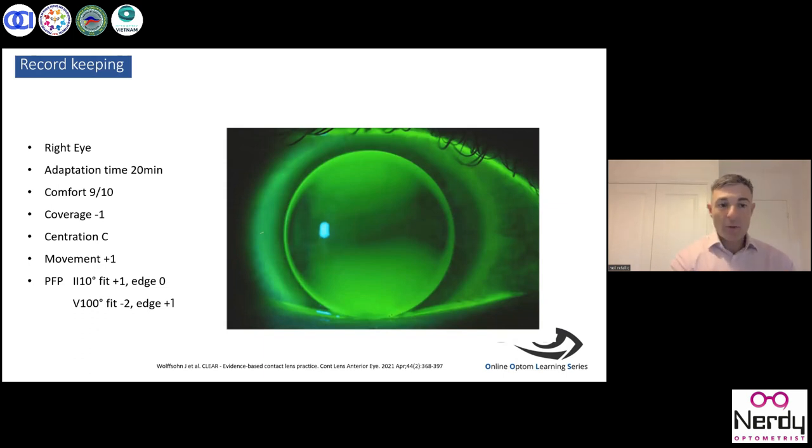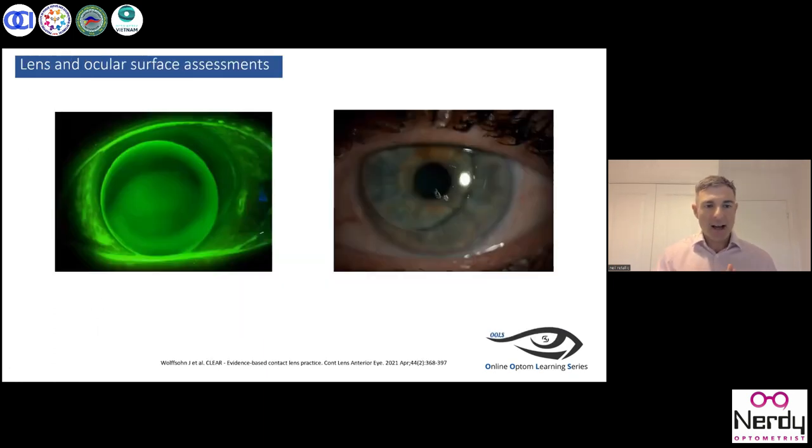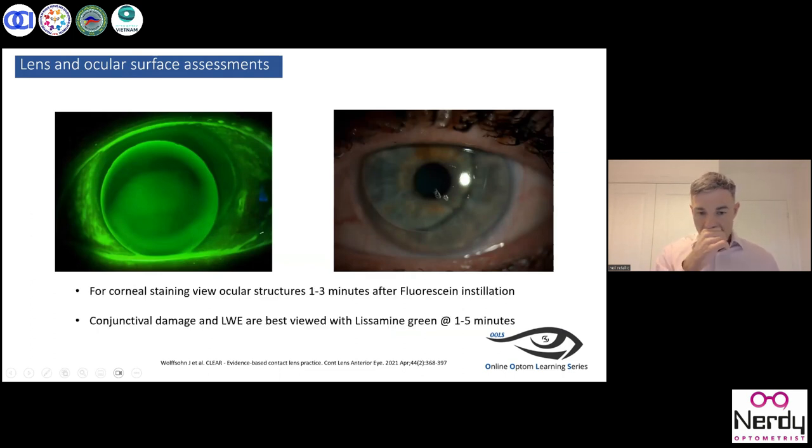So this is how the record keeping could be of the lens that's shown on screen now, just to give you some ideas there. But it's something that you might want to spend a bit of time looking at in more detail afterwards. The other thing that's really important to assess is the lens ocular surface. If the lens is chipped or broken in any way, then that will impact the performance and, of course, the fitting. But also you want to look at the wettability and any deposits in those areas. And I do think that's quite an underestimated area that people often leave out.